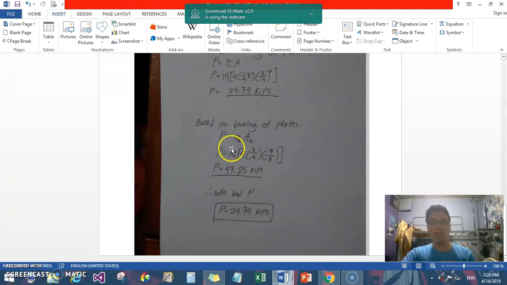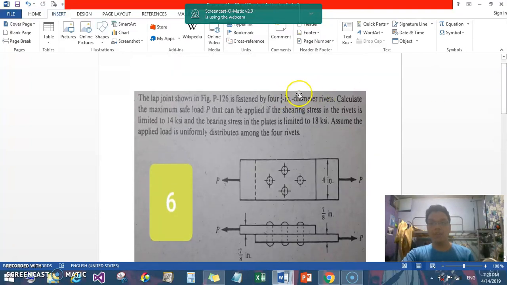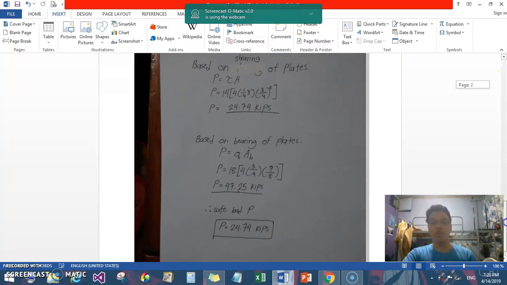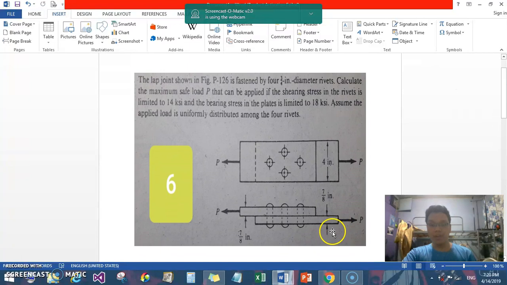Once again, P is isolated. P is equal to the bearing stress multiplied by the area. Moving on, P is equal to 18 multiplied by 4 multiplied by 3 over 4 multiplied by 7 over 8. Once again, we have seen 3 over 4, the diameter of the rivets. The new number here is 7 over 8, which is also part of the given. It is the width of the plate here, 7 over 8 inches.